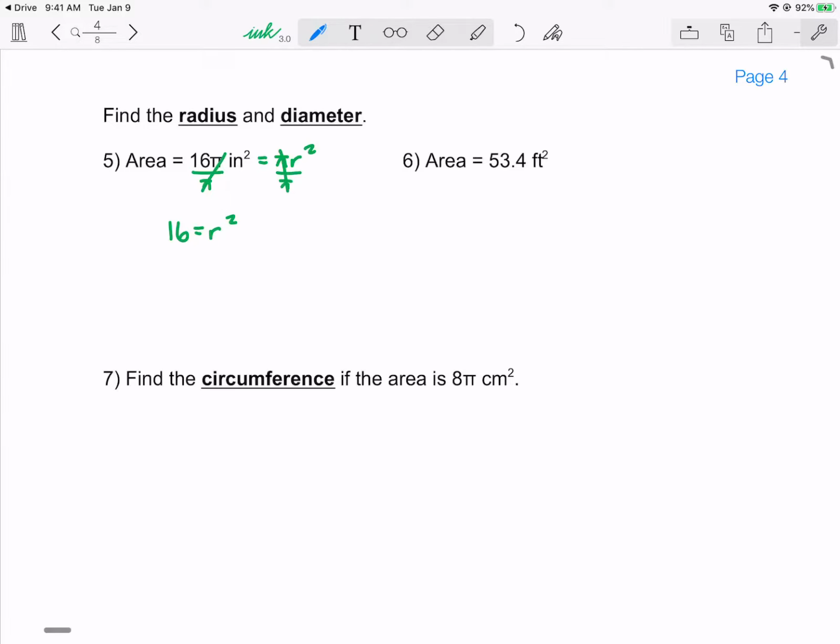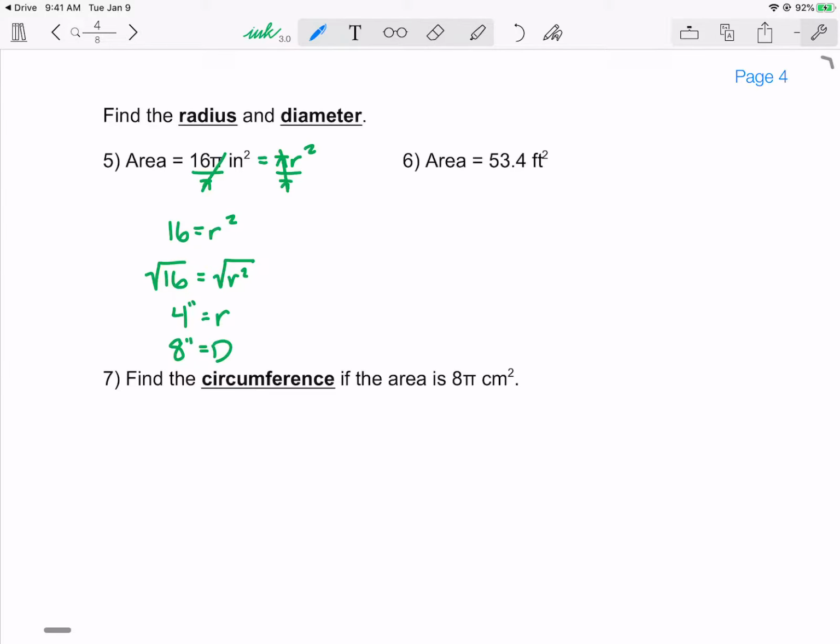Well, in order to solve for something when it's being squared, I have to square root both sides. So I take the square root of r squared and I get r, and I take the square root of 16 and I get technically plus or minus 4, but I've never seen a circle with negative radius. So my radius is simply 4 inches. And to get my diameter, I just double that.